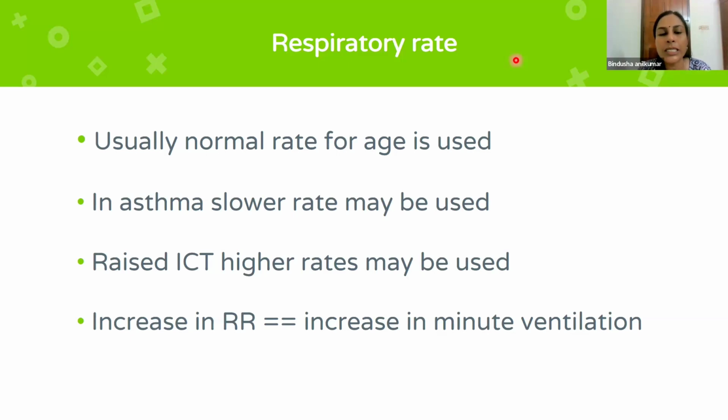So whenever you are increasing the respiratory rate, you are increasing the minute ventilation. Why? Because minute ventilation is a product of respiratory rate and tidal volume. And the minute ventilation is the one which determines the carbon dioxide washout. If you want to increase the carbon dioxide washout, you will increase the minute ventilation. Okay.